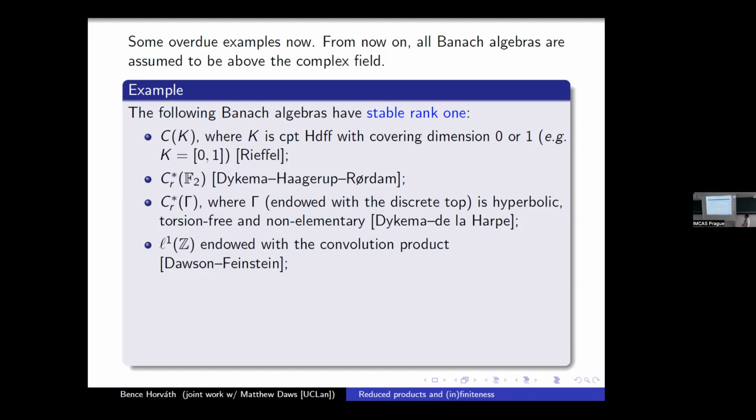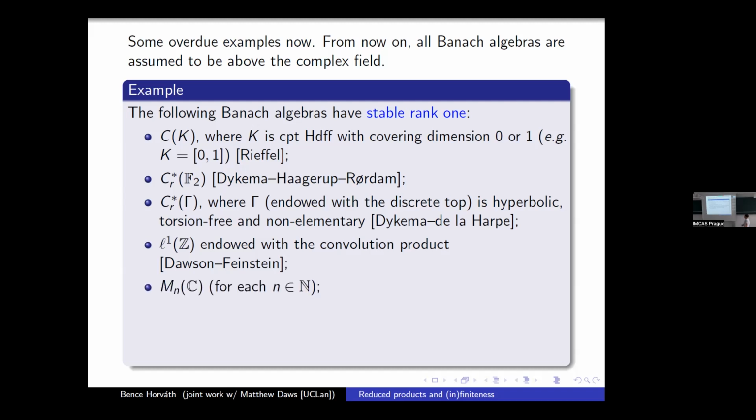This also has stable rank 1, so the invertibles are dense. This is due to Dawson and Feinstein. Just this Dawson. It's not the co-author of my paper. This is Dawson, he's Dawes. So the two persons have nothing to do with each other.